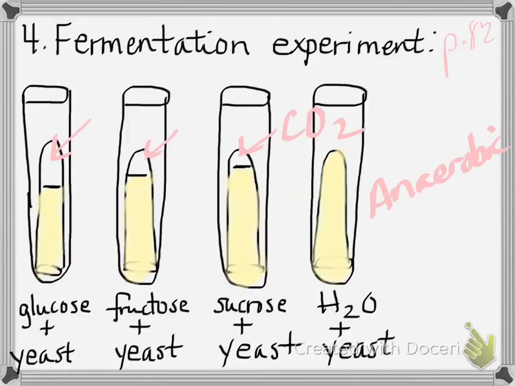Just glance real quickly back at page 78 one more time. Those are your two choices on fermentation. Two chemical reactions, page 78. Which one did we do? The top one. How do you know? Because the bottom one, does it make CO2? Did the bottom one make CO2? No. Did the top one make CO2? Yes. So we were doing alcohol fermentation.